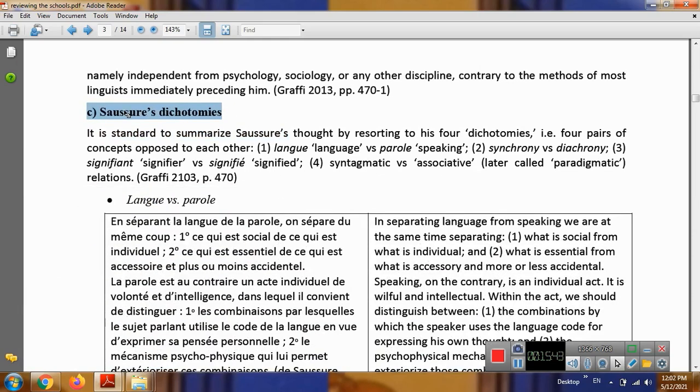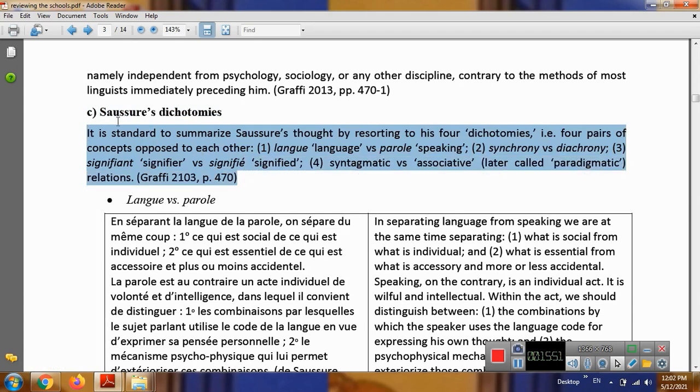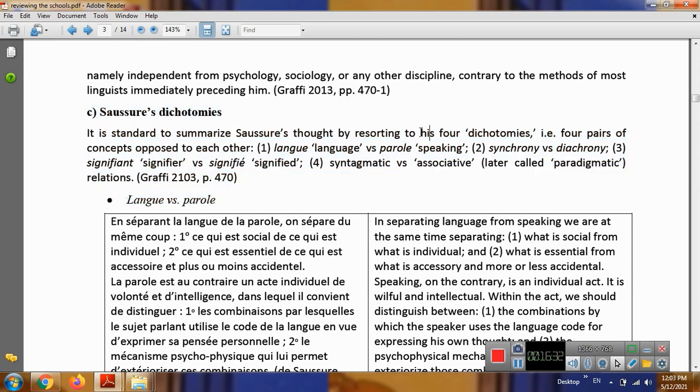Saussure's dichotomies are very important. It is standard to summarize Saussure's thought by resorting to his four dichotomies, four pairs of concepts opposed to each other. By dichotomies we mean pairs of concepts which oppose each other. Dear students, they are very, very important, and you should know them exactly.